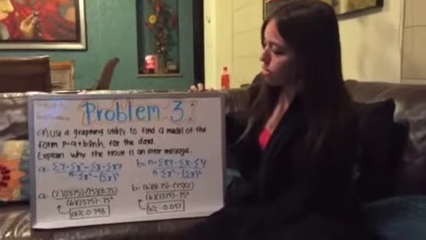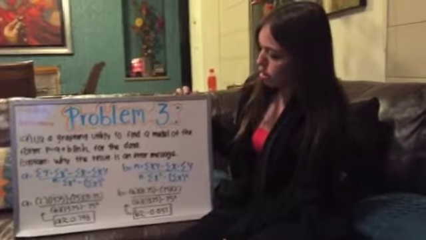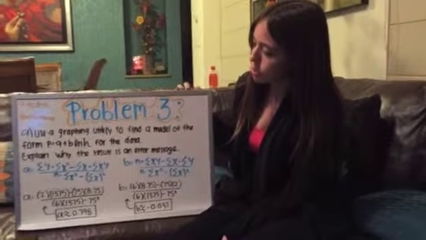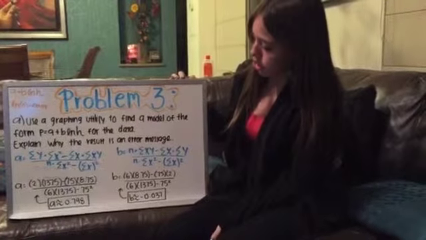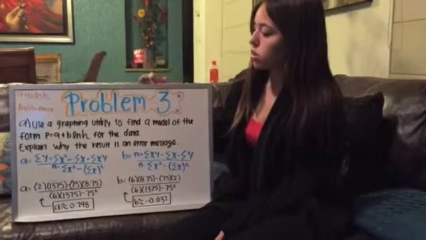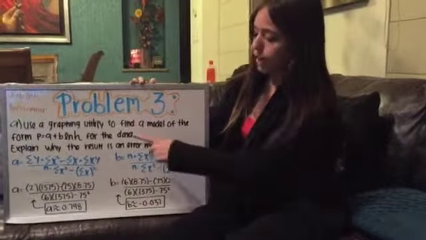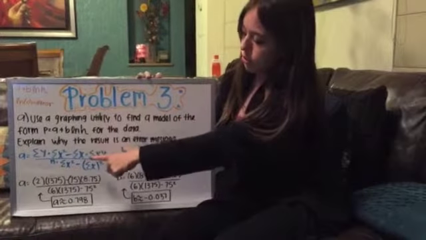Letter A. Use a graphing utility to find the model of the form P equals A plus B ln H for the data. Explain why the result is an error message. First, to solve this problem, we had to find A and B. These are the formulas for A and B.